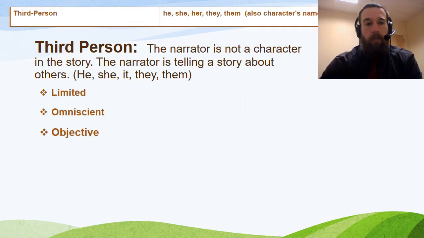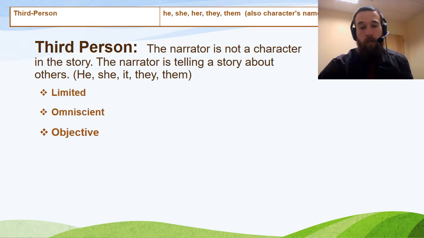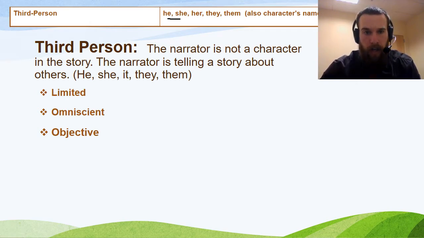So third person, this is the one with a lot of different types. In this one, the narrator is not a part of the story. You'll see this one really often, but there's 3 different types of third person. One's limited, omniscient, and objective. Those are the 3 different types. And within those, they'll use the same pronouns, so you can't just use pronouns to differentiate these. The most common pronouns you'll see are he, she, her, they, them, and they're all listed on top. So keep an eye out for those. Once you decide that it's third person, then we need to dig a little deeper.